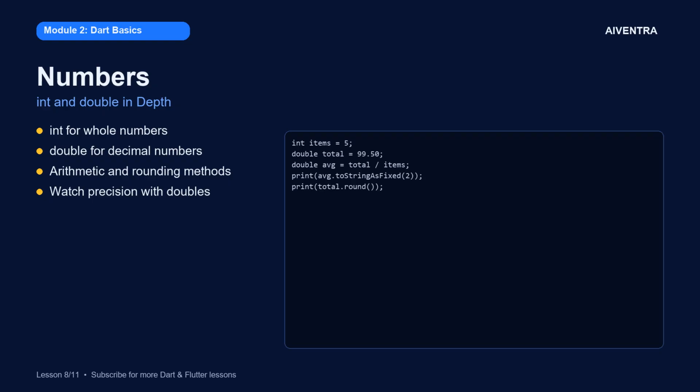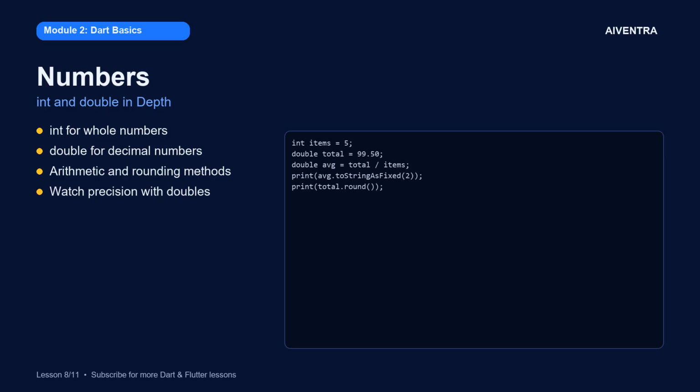An int represents whole numbers without fractional parts. Use it for quantities, indexes, loop counters, and scores. INTs support all standard arithmetic operations: addition, subtraction, multiplication, division, and modulo. When you divide two INTs, Dart may return a double if the result is not whole, so pay attention to types during division.